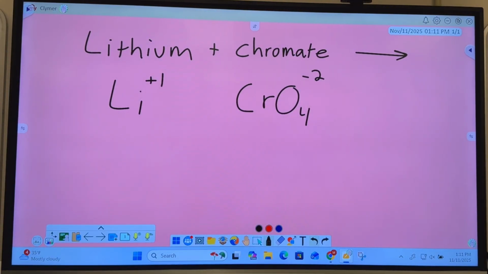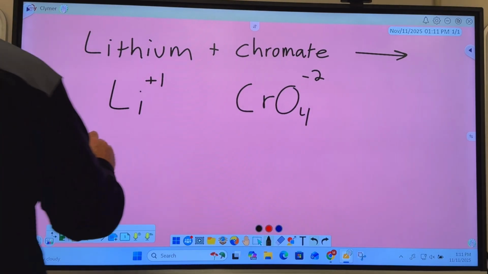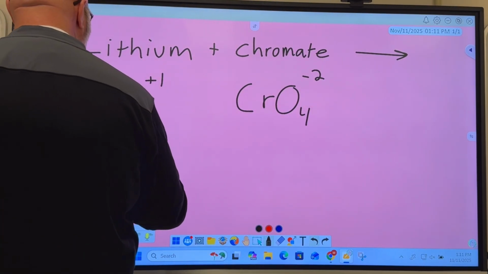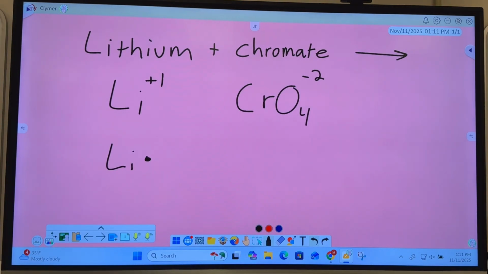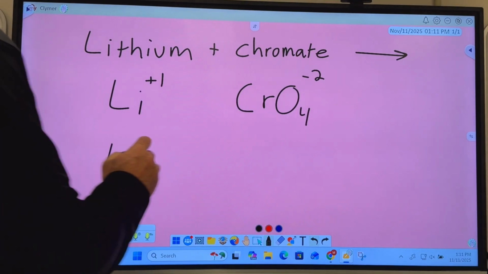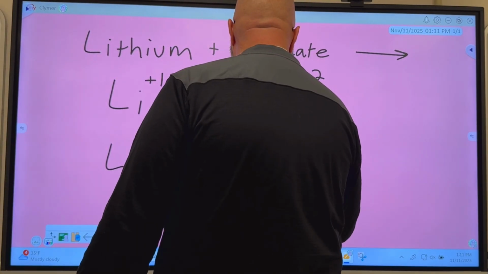Okay, so dot notation. What's lithium going to look like? How many dots? Li with a single dot. How about chromate? What's chromate going to look like? 6 dots. How do we know that? Because it needs to.